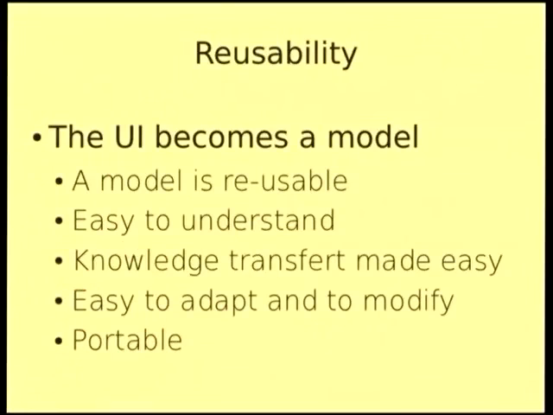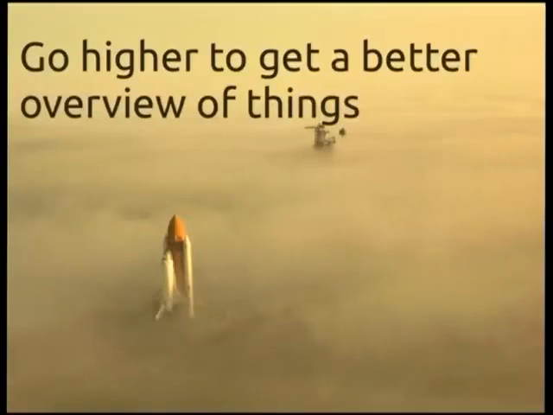The reason we want to modelize the UI is because a model is something that is clear, easy to understand, easy to adapt, to copy, to re-implement. But it's also easy to transfer the knowledge to other people because everyone is able to understand the model. Code is more difficult to transmit.